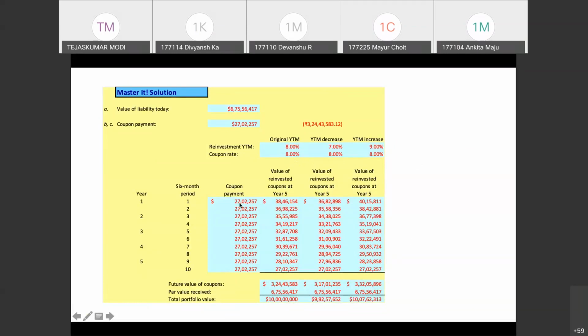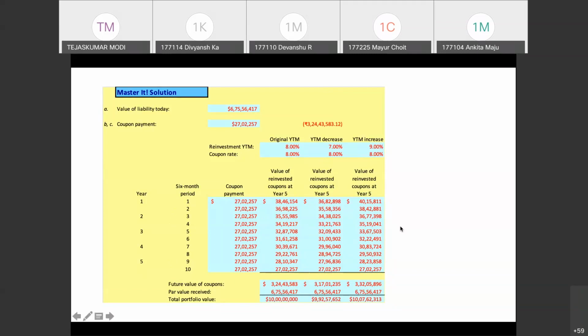And these coupons are reinvested, right? So what is the value of this coupon after 5 years? And these are happening at a different point of time. So together it is 32 million. And I already had 67 million as my bonds I had purchased. So together the value of my portfolio, the money I require to pay the liability, is 100 million only.